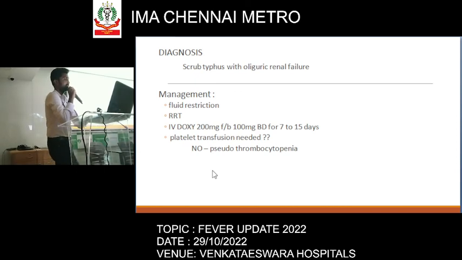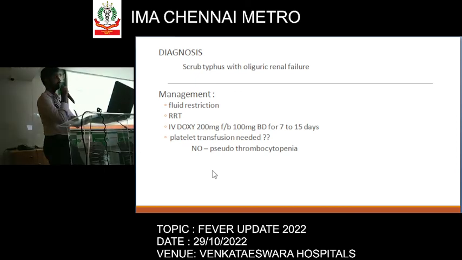So is platelet transfusion needed for this patient? No, because it is pseudothrombocytopenia. Pseudothrombocytopenia is due to antiplatelet antibodies formed in the body, which with EDTA cause agglutination in the sample, which leads to pseudothrombocytopenia. There won't be any bleeding manifestation in scrub as such.